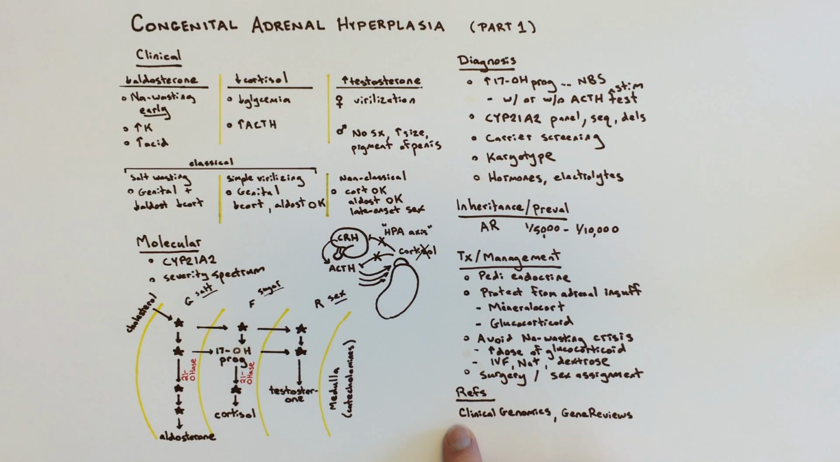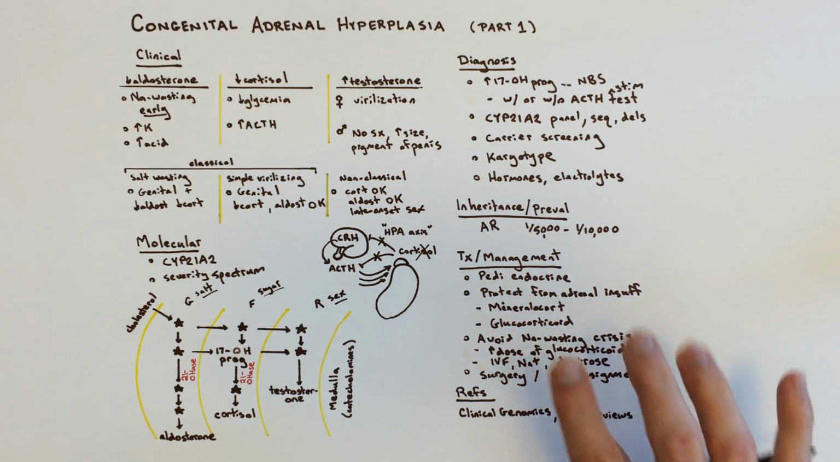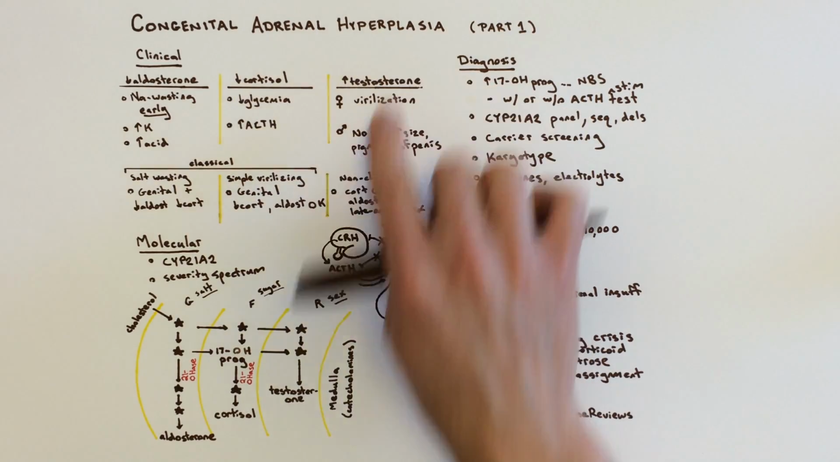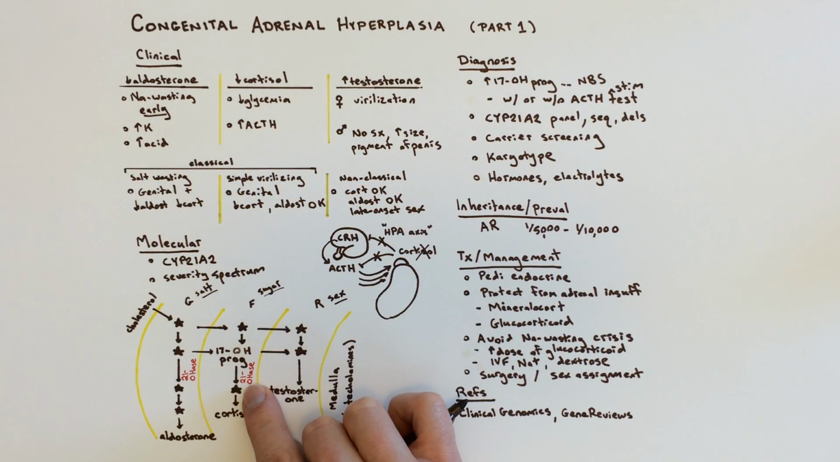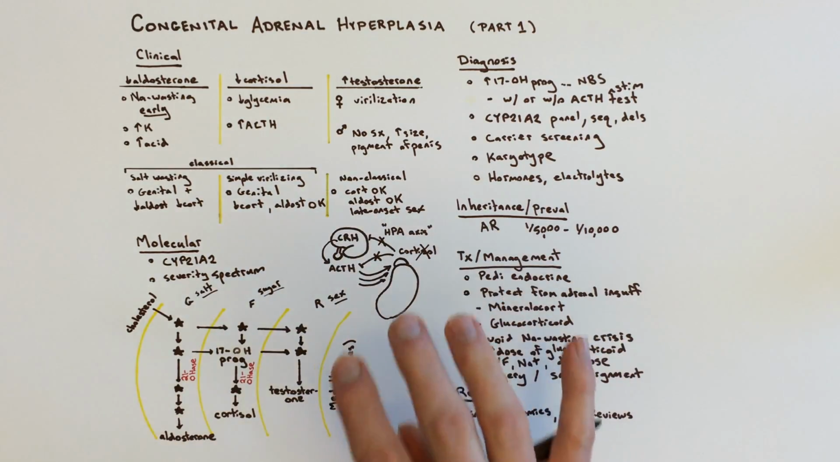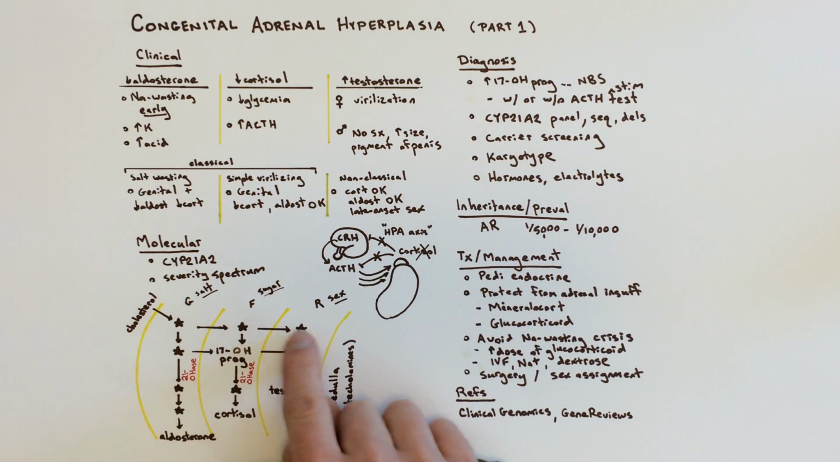Final section, some references. There's a textbook called Clinical Genomics that's edited by Murray et al. That's pretty good. And then, as usual, GeneReviews has an excellent article about 21-hydroxylase deficiency. I hope you learned a lot about the basics of CAH, specifically 21-hydroxylase deficiency. And stay tuned for part 2 if you want an advanced treatment of CAH, as well as learning about the other enzyme deficiencies that can result in CAH.